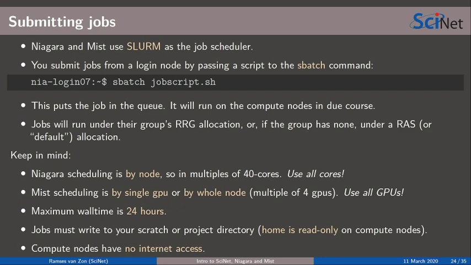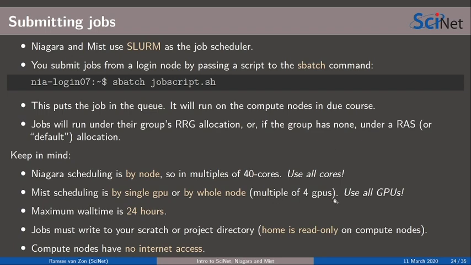So either single GPUs, or if you really have a large-scale computation, you can use multiple GPUs on multiple nodes, which is still kind of a rarity, but it is the way to scale up. You can ask for a certain number of nodes, and then you get whole nodes, 4 GPUs in each of them, and nobody else is on those nodes. Use all GPUs, use all cores. We do monitor these things.